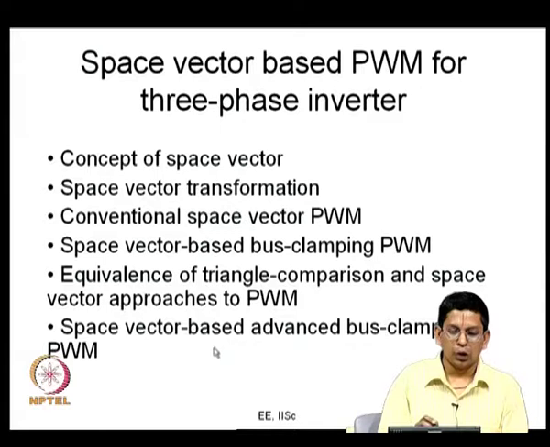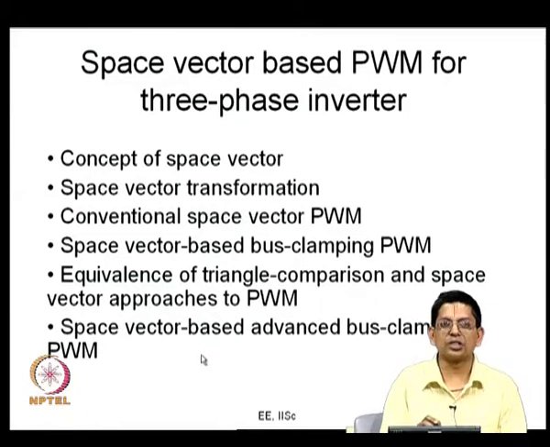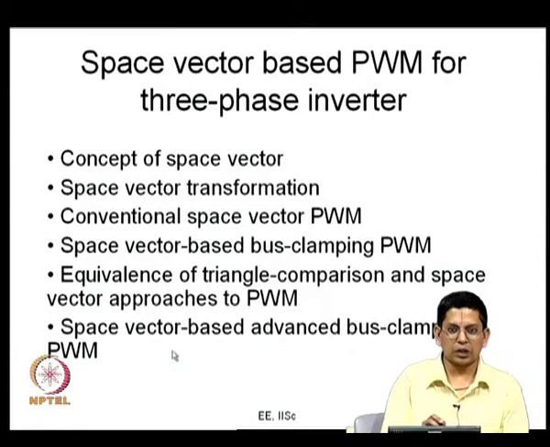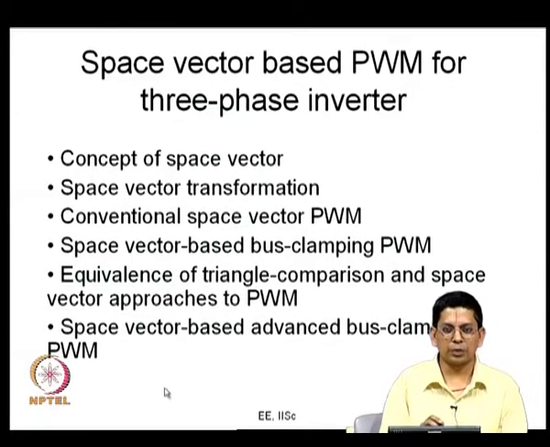That is, whatever PWM waveforms can be generated using the triangle comparison approach can also be generated using the space vector approach. On the other hand, everything that is possible using the space vector approach is not necessarily possible using the triangle comparison approach. I would call the space vector approach more general than the triangle comparison approach, and one category of space vector based PWM is this advanced bus clamping PWM. These PWM signals can only be produced from the space vector approach and they cannot be produced from the triangle comparison method, which is what I am going to talk about towards the end of this module.